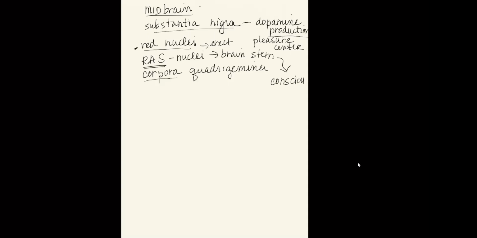Okay, now the corpora quadrigemina are divided into two things. They kind of look like this if you look at them from the back of the brain. Corpora means body, quad is four, and gemina is little gems, and there are four of them. The top two are called the superior colliculi, and the bottom two are called the inferior colliculi.